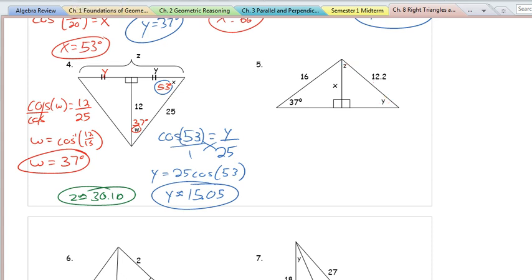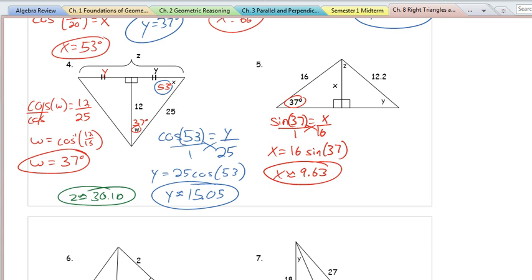So 37, we're going to start here, and we know that we have the opposite, which is x. We have the hypotenuse, which is 16. O and H is sine. So it's sine of 37 equals opposite over hypotenuse. Cross multiply, x is equal to 16 times the sine of 37. Punch that into your calculator. X comes out to be about 9.63. So there's X. So I'm going to get rid of this X and make it 9.63. That's like a special right. We're going to move it and use it for the other triangle.